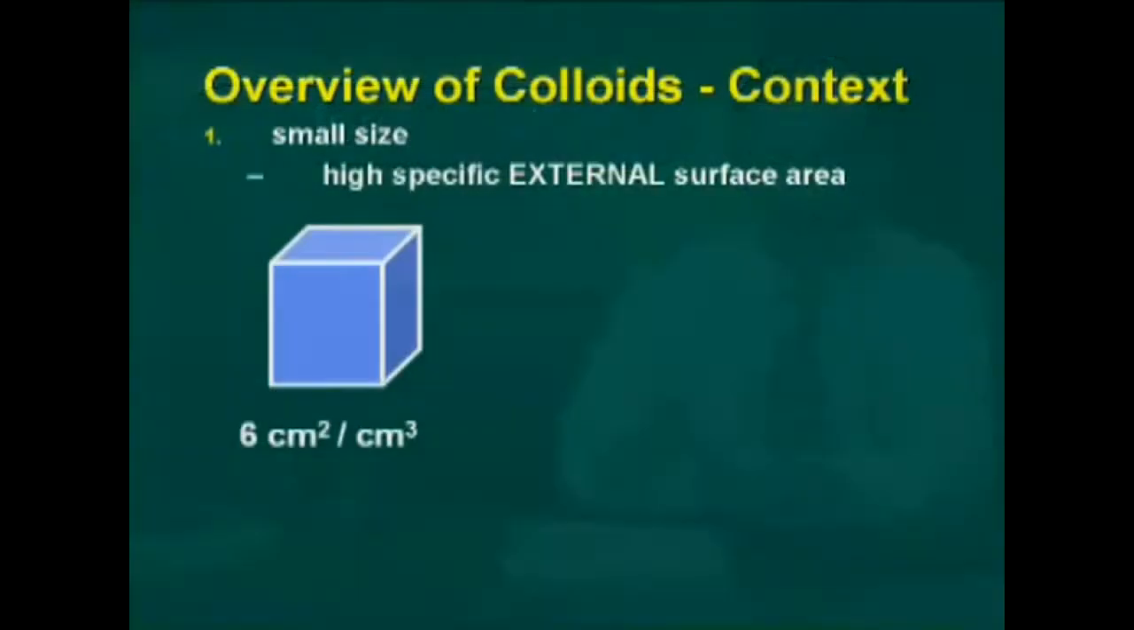So here is our cube. We already used this illustration. We take this 6 centimeter cube. They're 1 by 1 by 1. It has 6 centimeters per 1 cubic centimeter. So this is 1 by 1 by 1. There are 6 sides, and it has 6 centimeter squares. That's the specific surface, 6 centimeter squares per cubic centimeter.